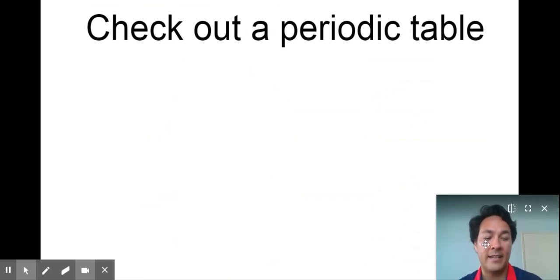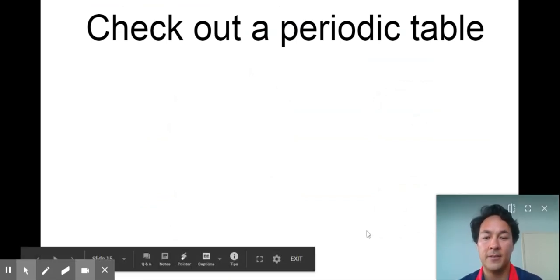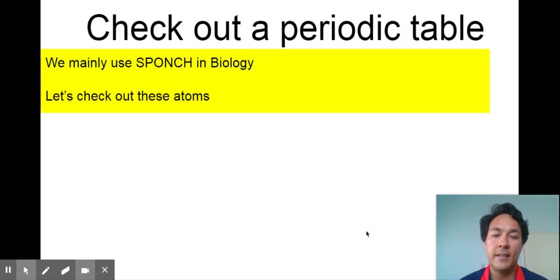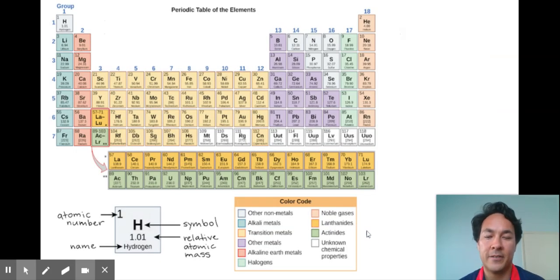What you need to do with that is you need to be able to check out a periodic table. So there's one in your textbook and linked in Google Classroom. In biology, we'll mainly focus on the elements SPONCH. And so SPONCH stands for sulfur, phosphorus, oxygen, nitrogen, carbon, and hydrogen. These are the elements of life. Other elements are also very important, and they serve as cofactors and enzymes, and they make things happen. But these are the ones that we will mainly look at in our chemical reactions.